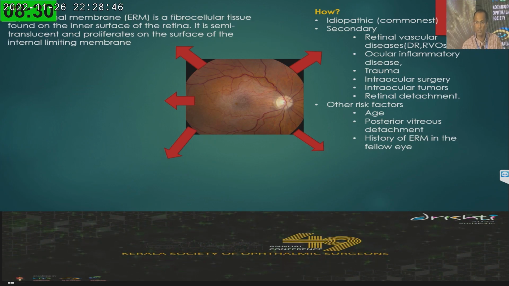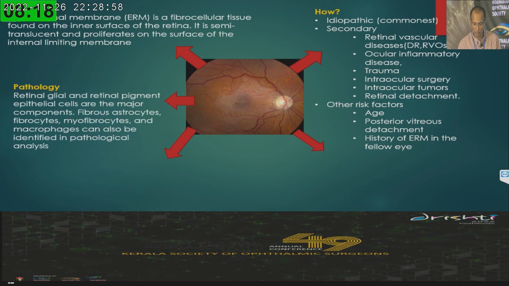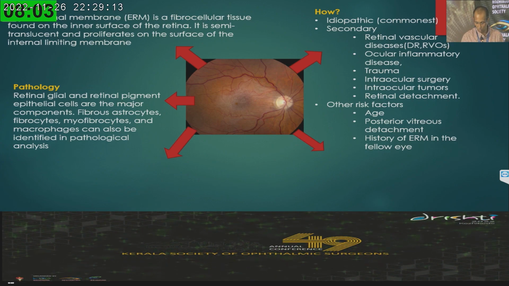One is the idiopathic, which is the commonest, and the other one is the secondary ERM, secondary to so many diseases which have been mentioned here. You can see, I'm not going through the list. When you talk about the pathology, the membrane is composed of retinal glial and retinal pigment epithelial cells. Then there will be fibrous astrocytes, fibrocytes, myofibrocytes, and macrophages also, depending upon the pathology and whether there is a secondary component also involved.